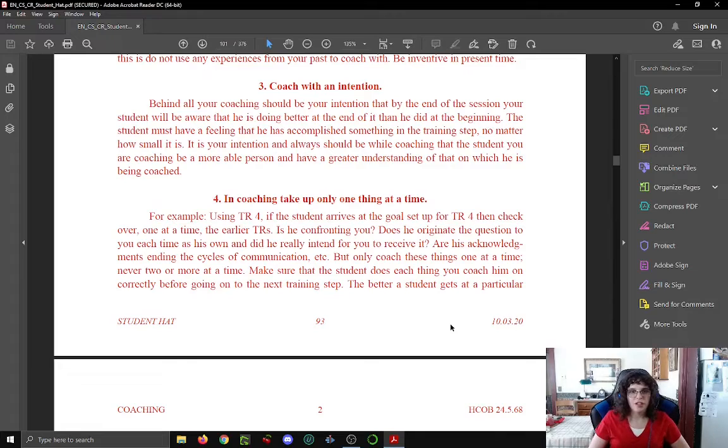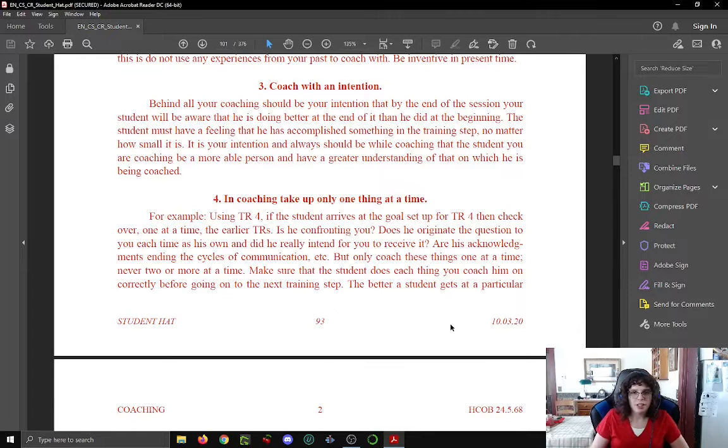3. Coach with an intention. Behind all your coaching should be your intention that by the end of the session, your student will be aware that he is doing better at the end of it than he did at the beginning. The student must have a feeling that he has accomplished something in the training step, no matter how small it is. It is your intention, and always should be while coaching, that the student you are coaching be a more able person and have a greater understanding of that on which he is being coached.